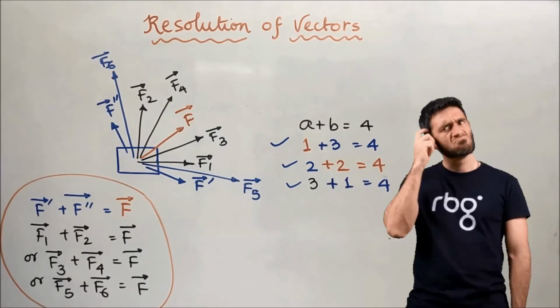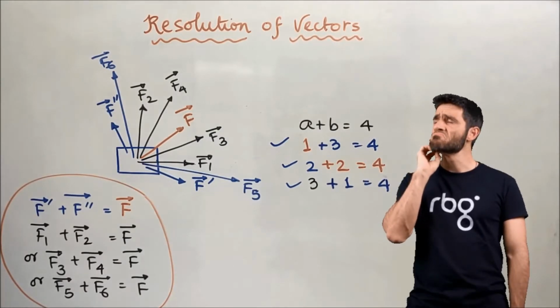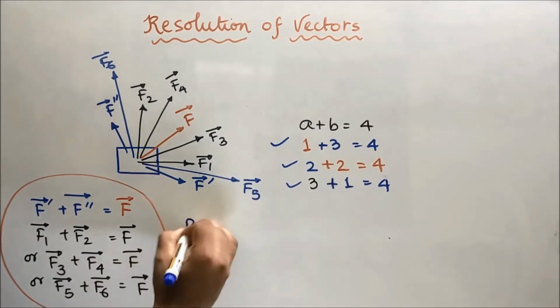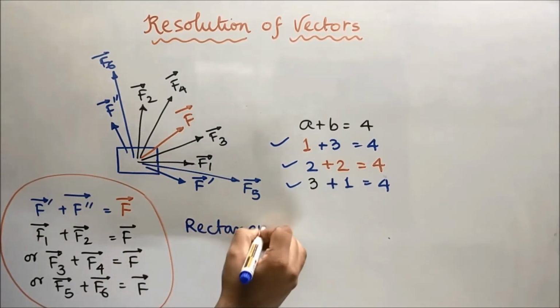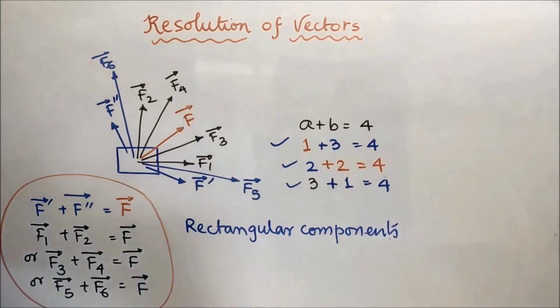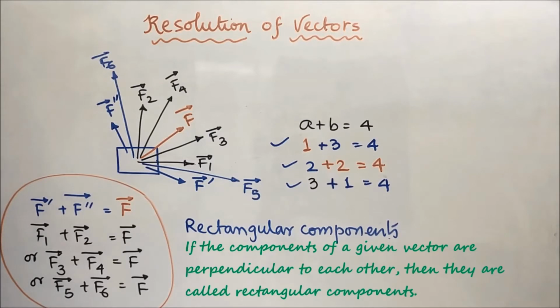Now just think, wouldn't it be good if all the students got the same set of components, so that the analysis and understanding would become very easy? That's why we utilize a new set of components called rectangular components. What are rectangular components? If the components of a given vector are perpendicular to each other, then they are called rectangular components. These components are very useful.